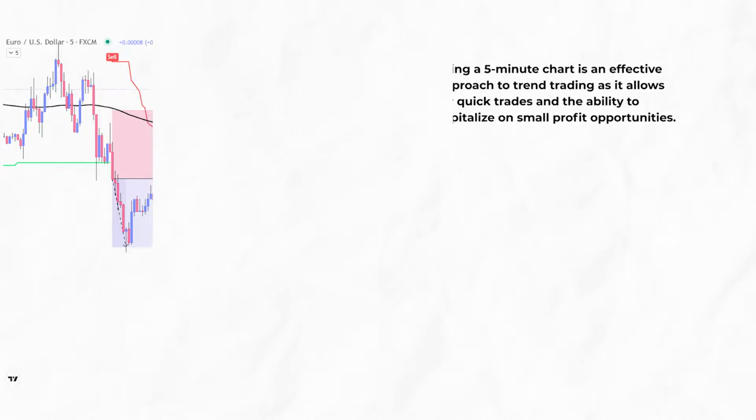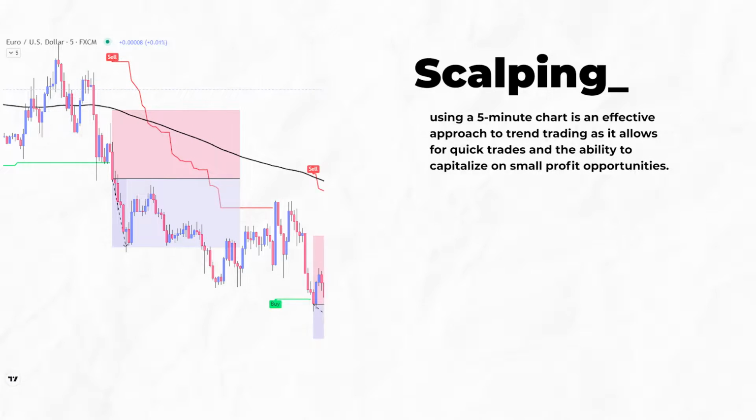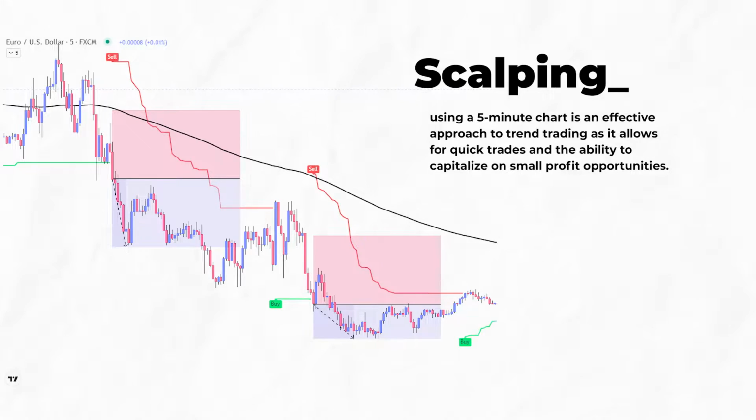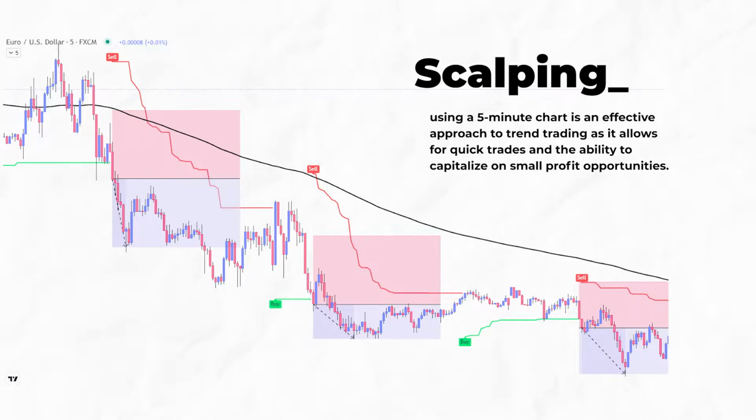Scalping with the 5-minute chart is a good way to trade with the trends because it lets you make trades quickly and take advantage of small profit opportunities. This also means you can take advantage of the market's volatility and make multiple small profits instead of relying on one big trade. So if you are someone who likes to be in and out of the trades quickly, this strategy is for you.